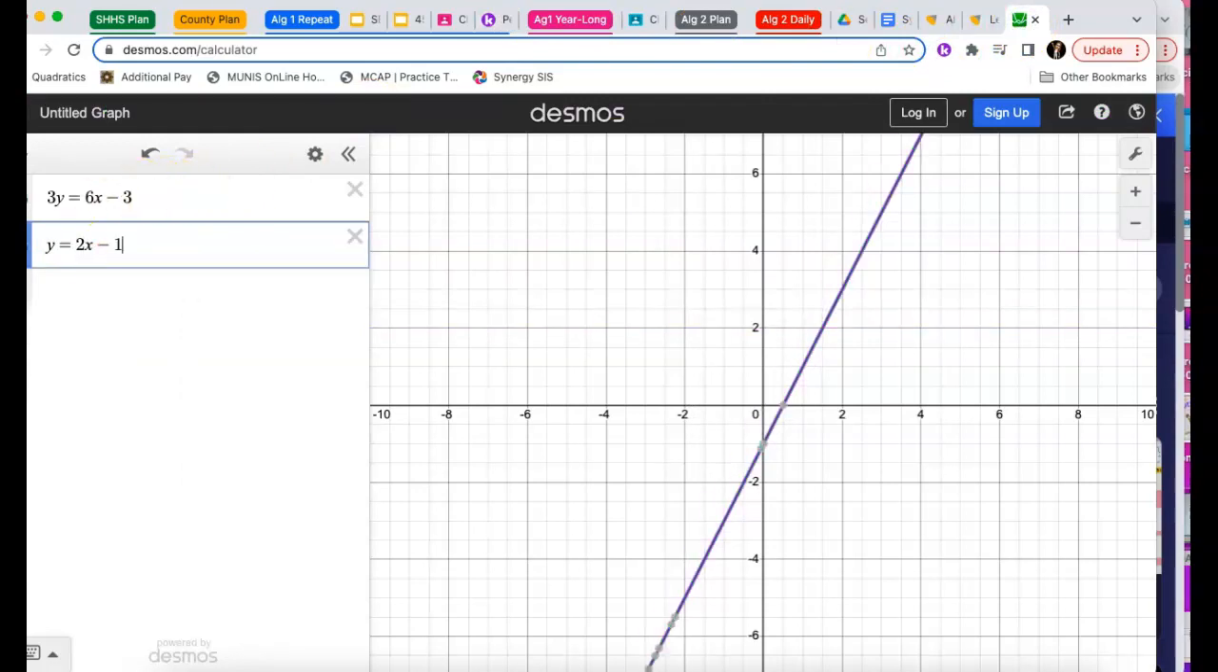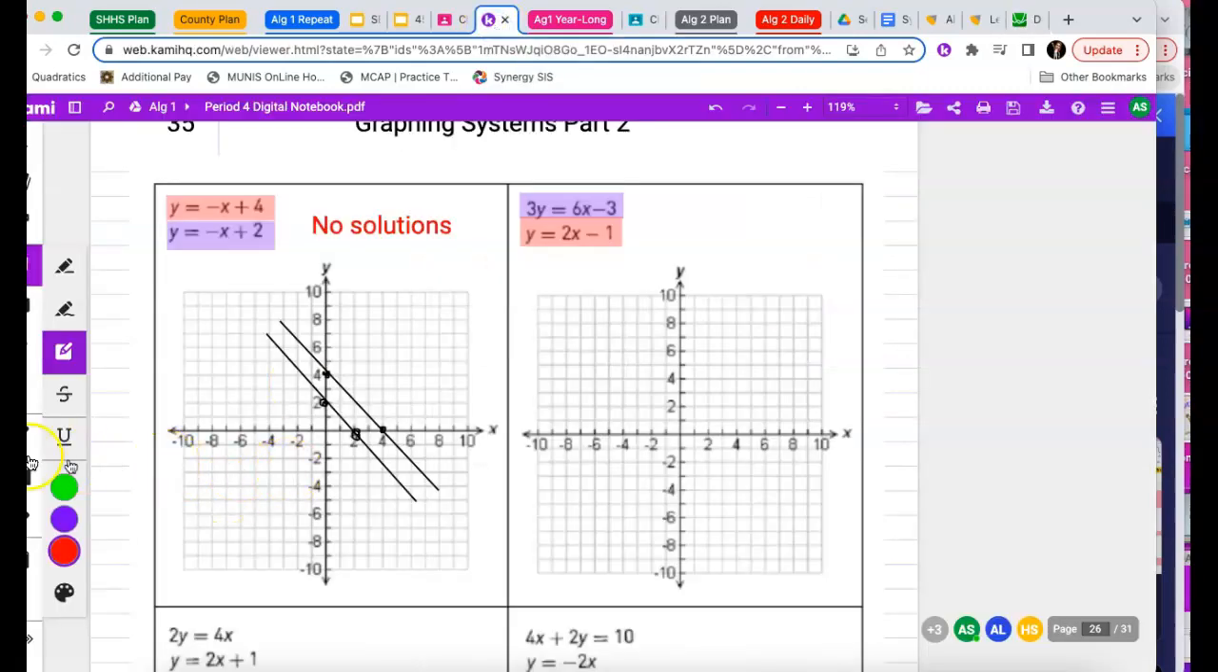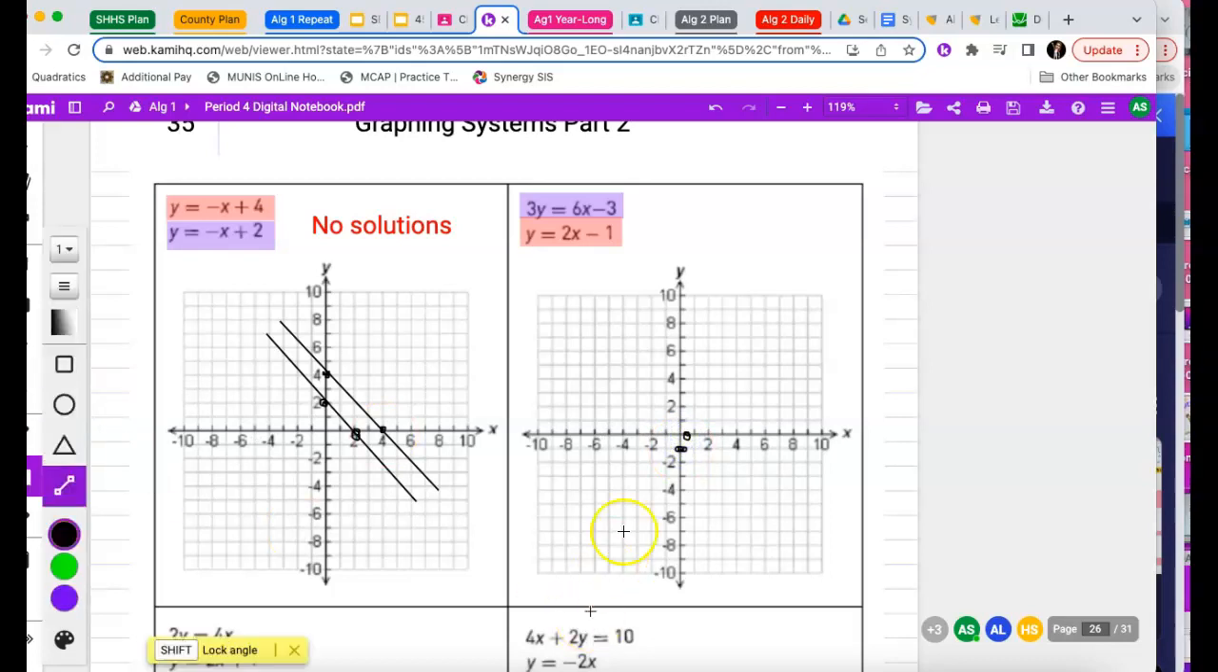So notice when I type it in, here's my green graph, here's my purple graph. Whenever I look at my two graphs, they're the same graph. One is on top of the other one. So I have a y-intercept at -1 and x-intercept at 0.5. So here's -1, here's 0.5. Both of my lines are the same. I have one line that's overlapping the other one. So I can show that both lines are there. It's just one is on top of the other one.